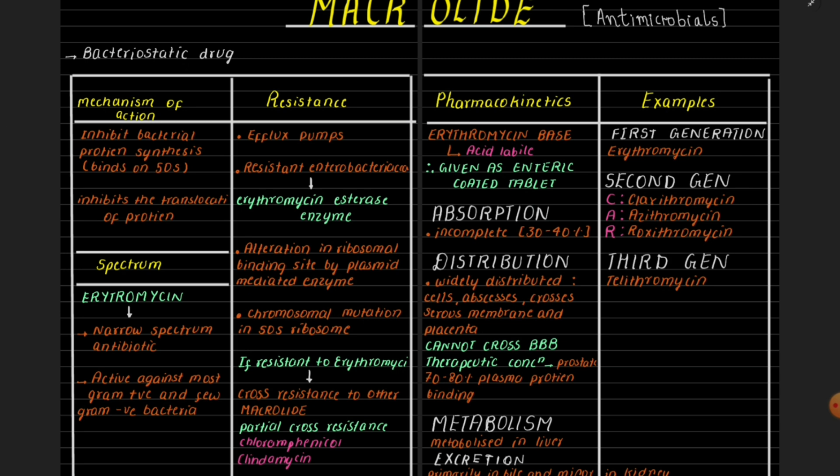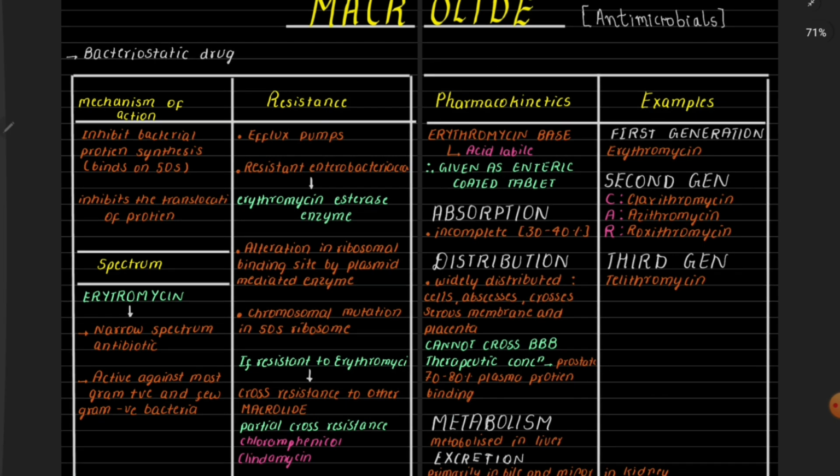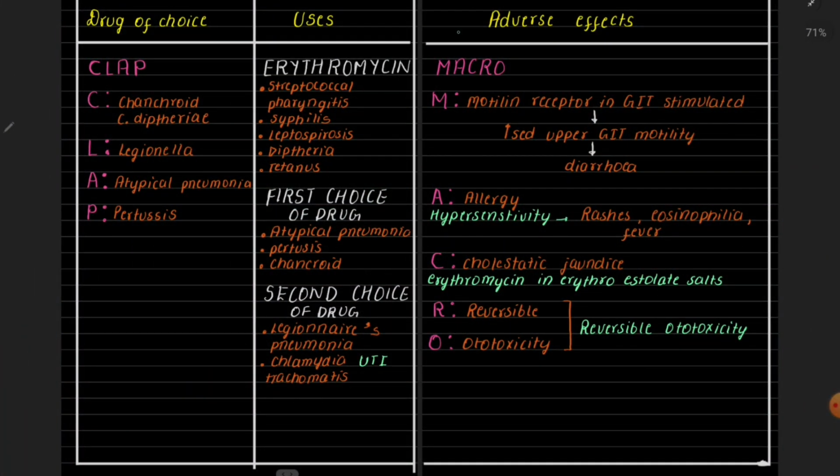In this video series, we are going to talk about antibiotics under 6 different headings, that is mechanism of action, spectrum or susceptible organisms, resistance, that is organisms which are resistant to the drug or the mechanism by which they acquire resistance, pharmacokinetics of the drug, examples, and lastly their uses and adverse effects.